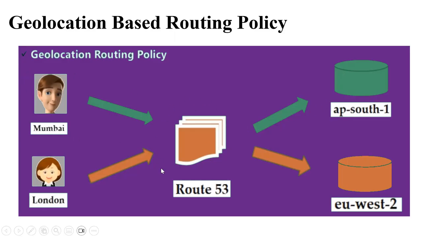Then this works like a load balancer, as we are talking about. Whenever it receives the request, it is going to check: from which location are you accessing? Mumbai. Okay, route it to the Mumbai region. This URL will be shared with the user, and the user request will be routed to the server.